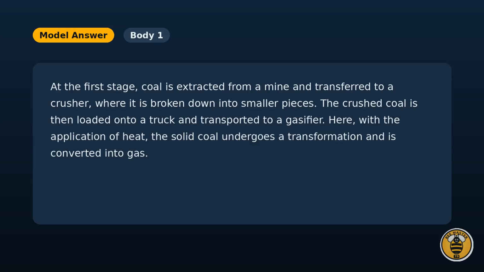Body paragraph 1. At the first stage, coal is extracted from a mine and transferred to a crusher, where it is broken down into smaller pieces. The crushed coal is then loaded onto a truck and transported to a gasifier. Here, with the application of heat, the solid coal undergoes a transformation and is converted into gas.